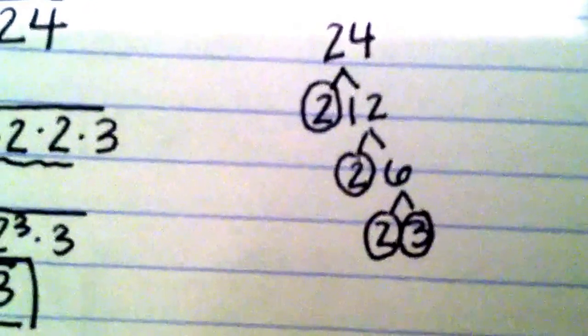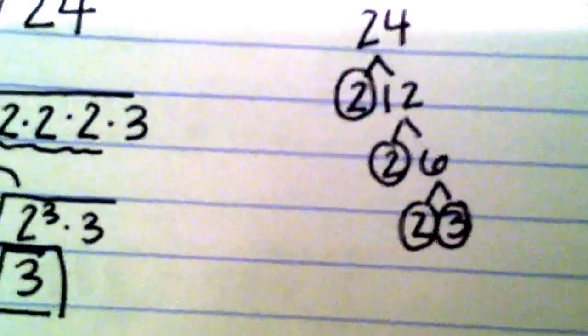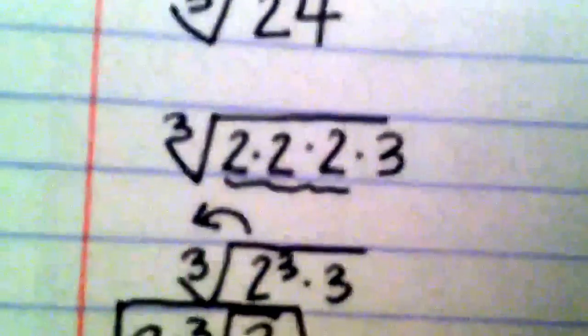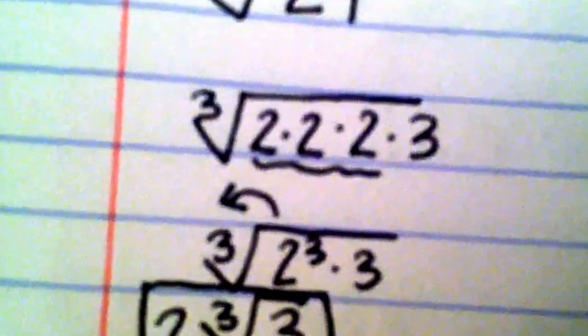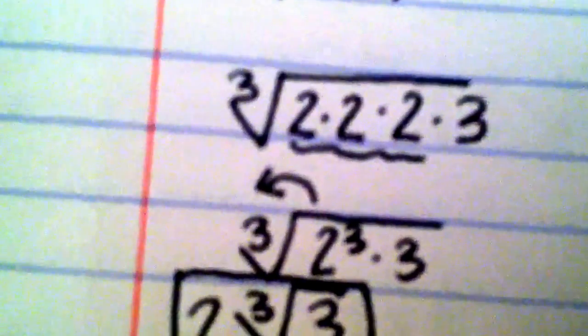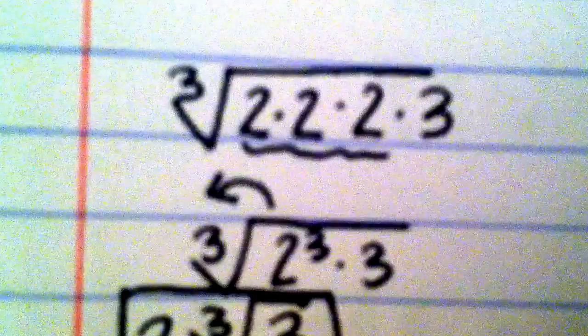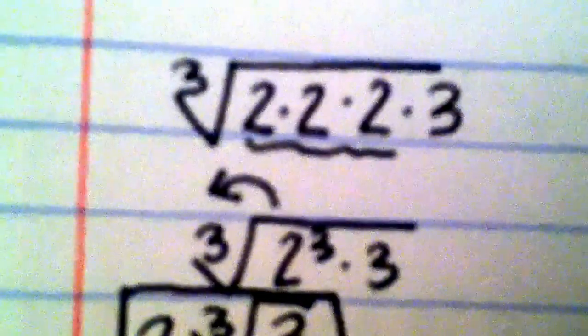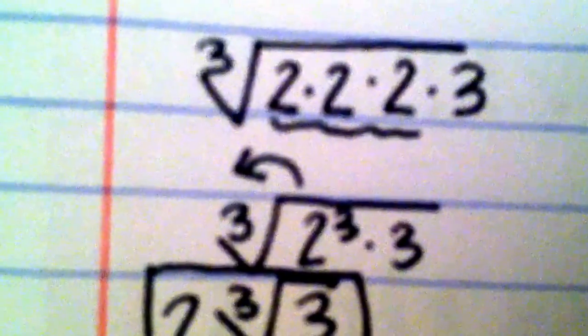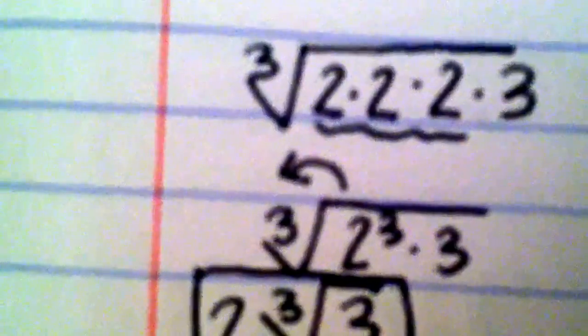Now that we have it broken up, we can put it back under the radical, which would be the cubed root of 2 times 2 times 2 times 3. You can write it also as the cubed root of 2 cubed times 3. Since you have a perfect cube, which is 2 cubed, then you can pull that out.